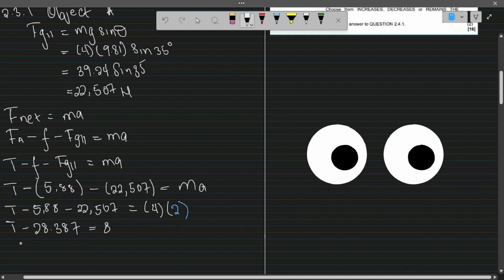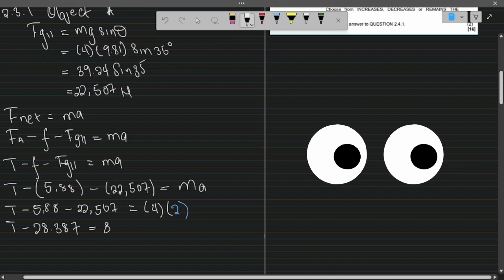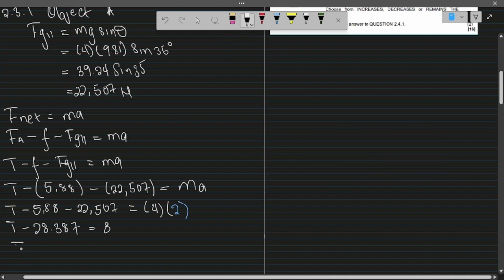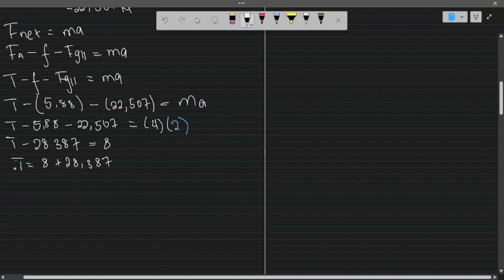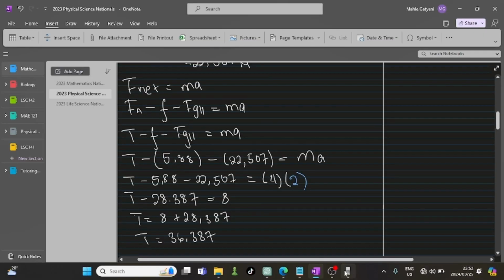All right, so basically now what we're gonna do is take this 28,387 over the equal sign. So T is gonna be equals to 8 plus 28,387. So we're gonna have what? The tensional force we've calculated is gonna be 36,387. All right, so let's go back to our calculator to confirm.